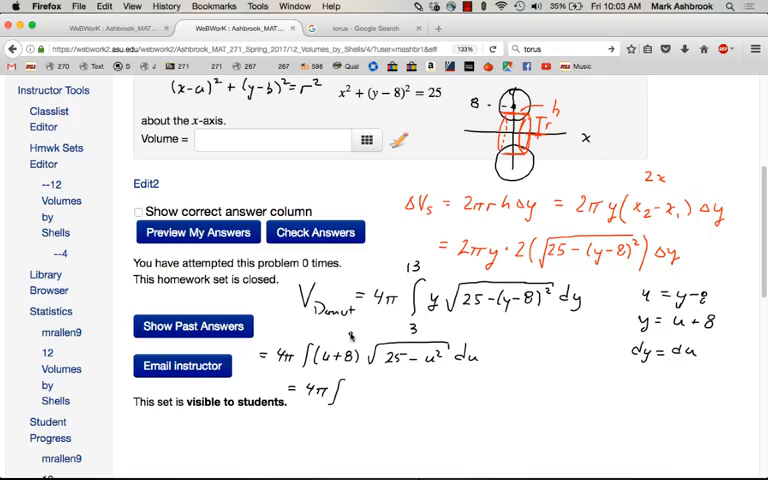Okay, so really this has just become two integrals. Do you see this? U plus 8. So we have u times the square root of 25 minus u squared, and 8 times the square root of 25 minus u squared. Are they both tables? Nope, they're not.